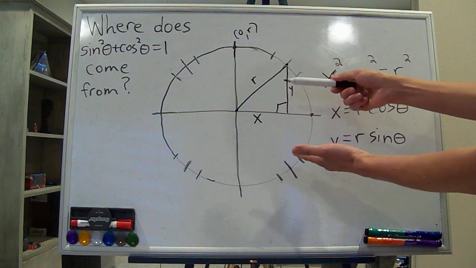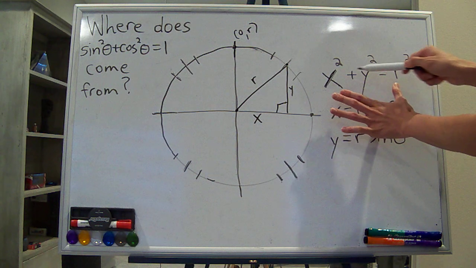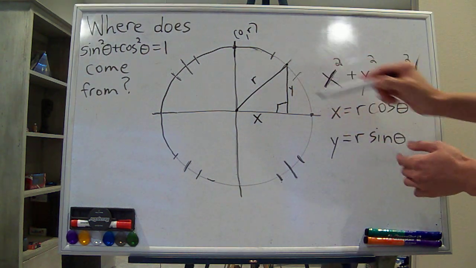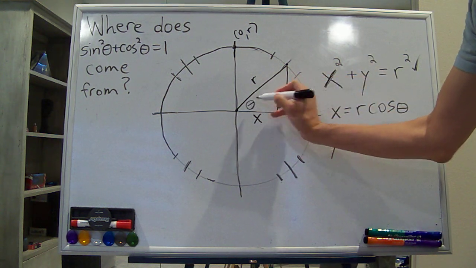So voila, we have a right triangle, hence x squared plus y squared equals r squared. That's Pythagorean theorem. So this equation is taken care of. That's where that comes from, this triangle, right? So what about these two? So we have to label this angle right here theta, right?